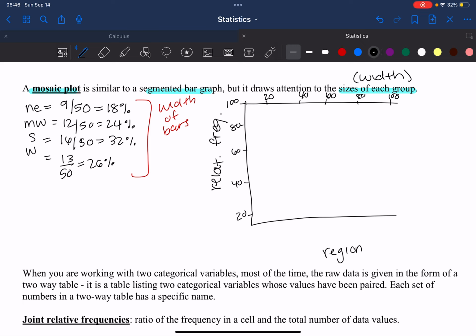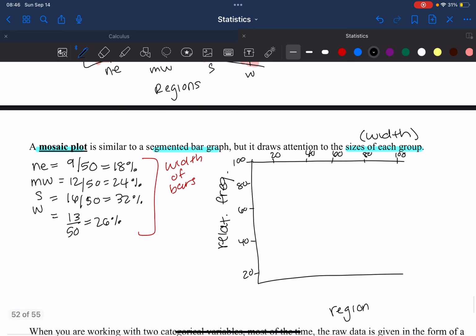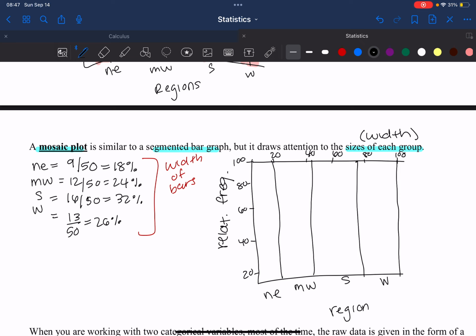Okay, and what I'm going to do is I'm first going to do each of the regions width. So Northeast was 18%. Okay, so that's Northeast. Midwest was 24%, so 18 plus 24 is 42. So this is my Midwest. South is 32, so 42 plus 32 is 74. And that is South. And then 74 plus the West of 26 is going to get us all the way up to 100, and that is, again, West.